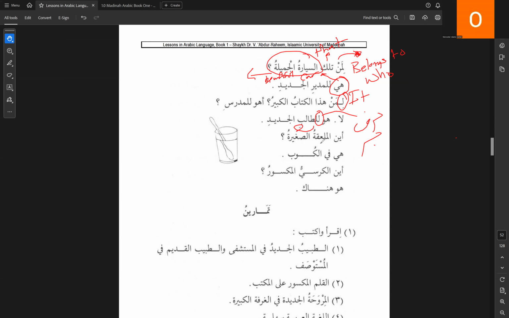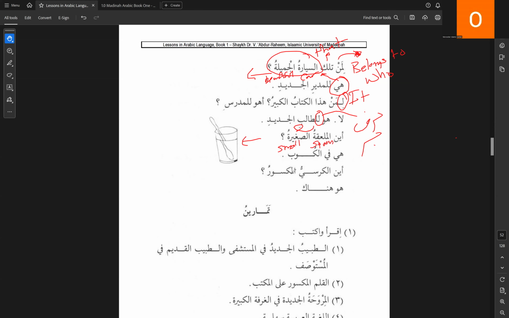All right. أين الملعقة الصغيرة؟ Where is the small spoon? ملعقة is spoon. صغيرة is small. هي في الكوب. Kubi means cup.